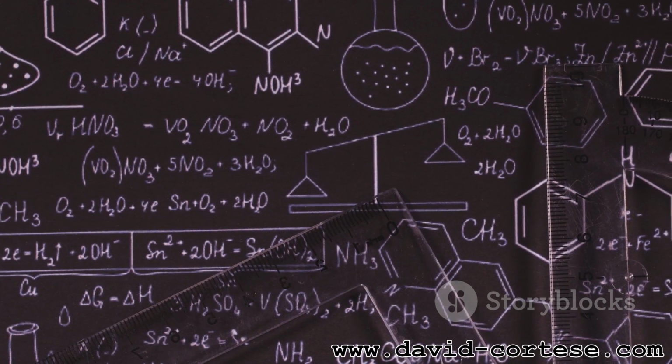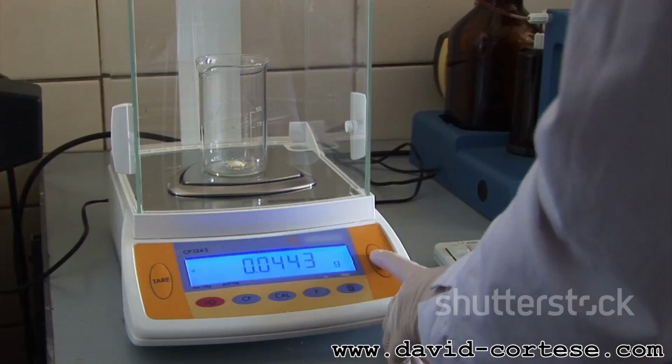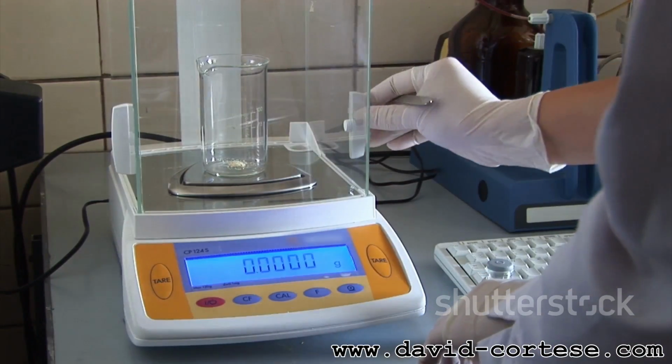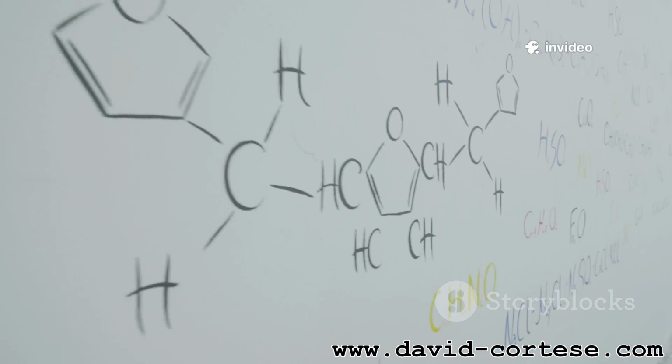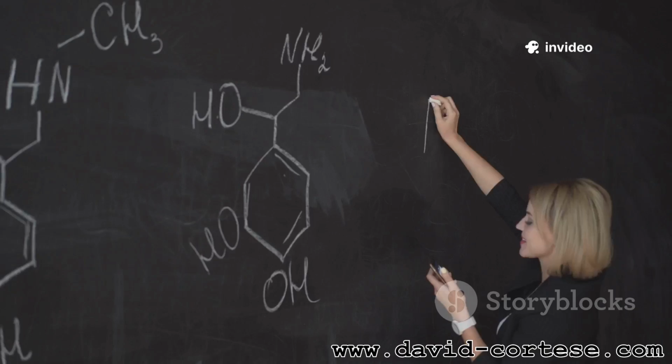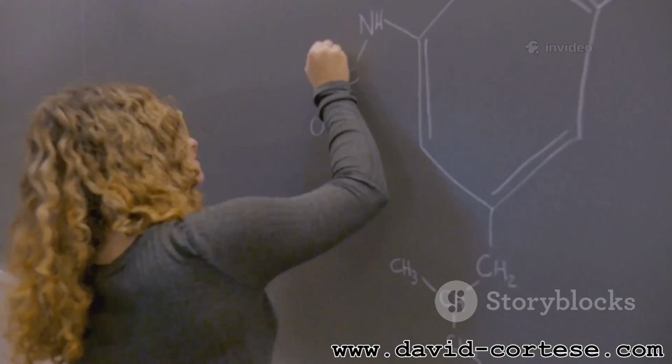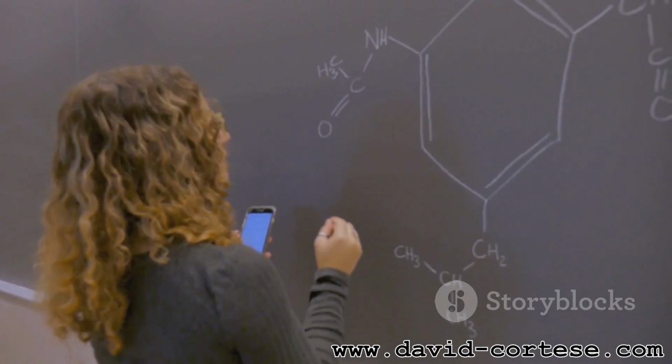That means the number of atoms on each side has to match, like making sure both sides of the scale are even. Balancing might sound tricky, but here's a hack. Start with the most complicated molecule and work your way to the simpler ones. Keep tweaking until everything matches up.